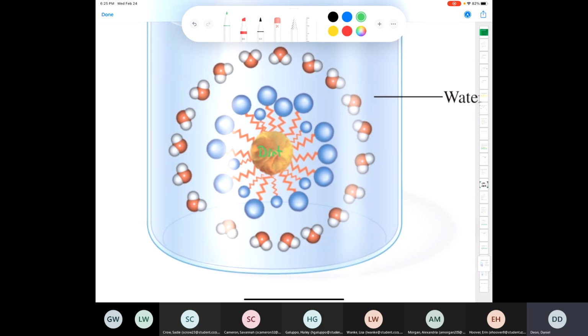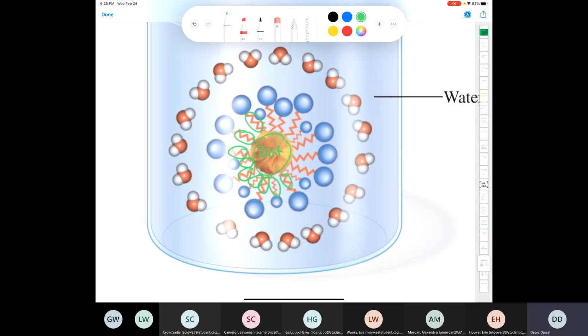And this is how soap works. When you wash your hands, the reason why you can't wash your hands with just pure water, you can't get the oils off of your hands, is because the oils on your hands are hydrophobic. They're not going to dissolve in water, which is hydrophilic, which is polar. So when the soap interacts with the dirt, you see all the tails, all the hydrophobic portion, the tails that are just carbon-hydrogen bonds, those interact with the dirt and oil and grease.